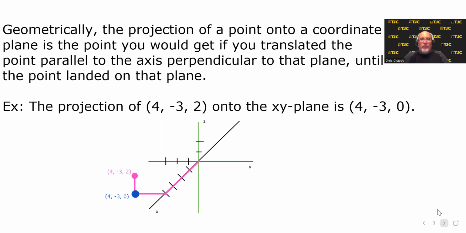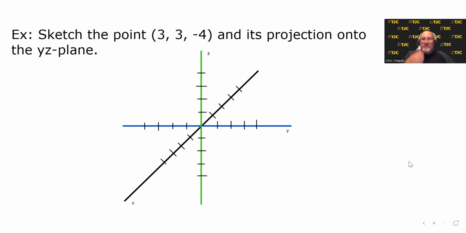Let's take a look at one more example from scratch. We're going to sketch the point (3, 3, -4) and its projection onto the yz plane. And I'm going to sketch it the same way that I did before by drawing the traces, starting at the origin and going the right direction, the right distance. So (3, 3, -4) means I would go 3 in the positive x direction, which is here. Then I would go 3 in the positive y direction, and I'm going to draw it up here, but then translate it down here. And we're going the positive y direction, which is to the right.